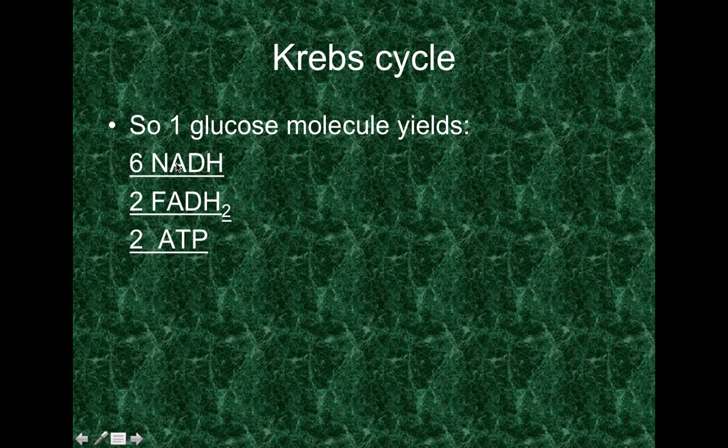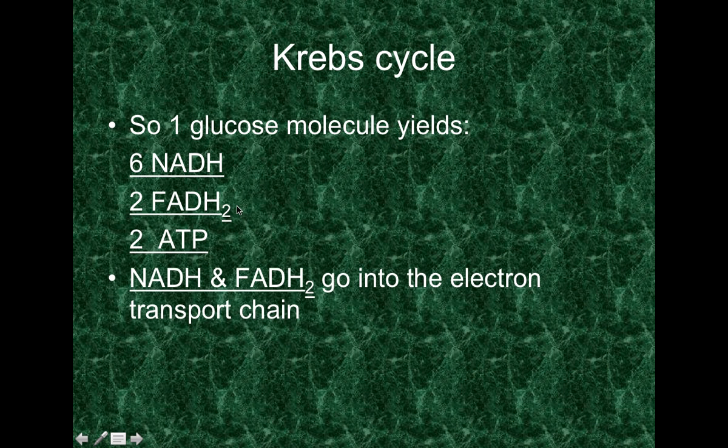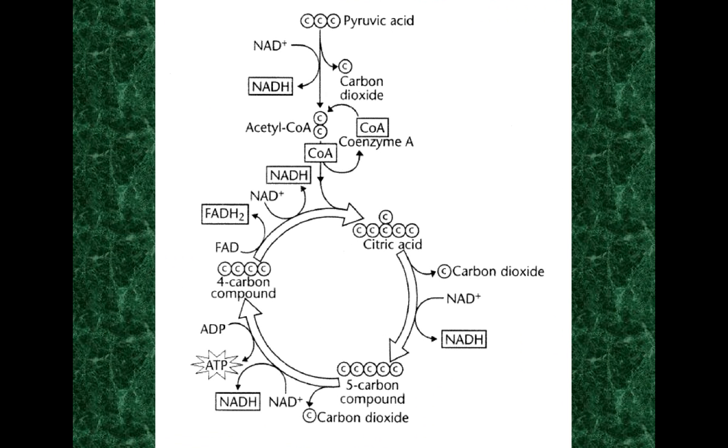Now, this NADH, not just the NADH from here, but also from the glycolysis, as well as the FADH2, they go to something called the electron transport chain and actually help us to create even more ATP. So let's take a look here quickly, though, at the Krebs cycle so that we can take a look at how we get this.